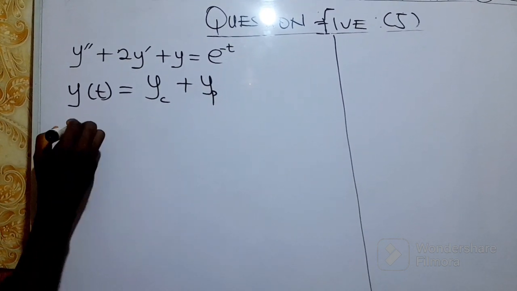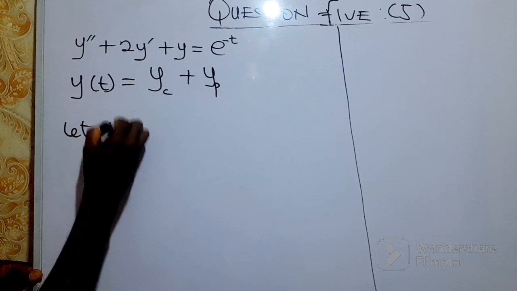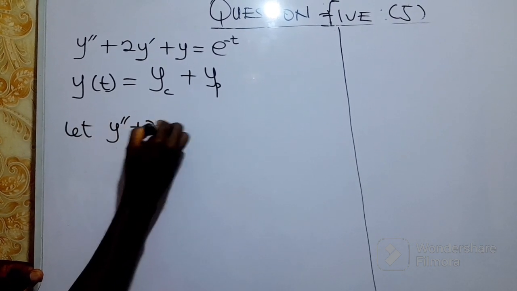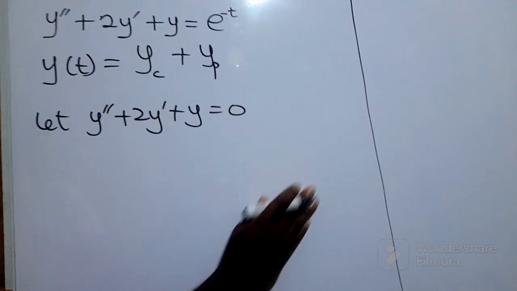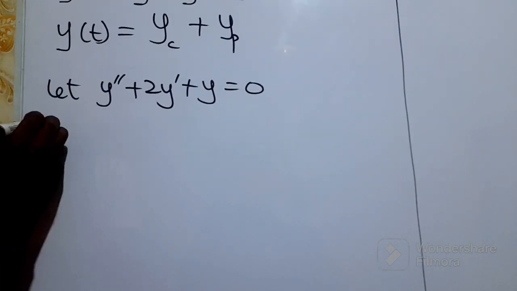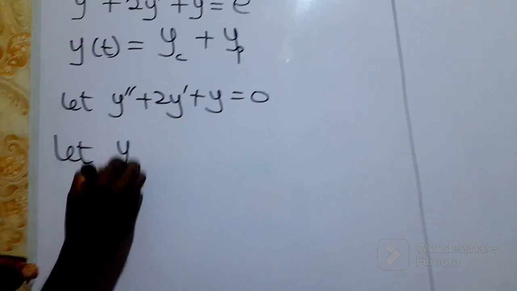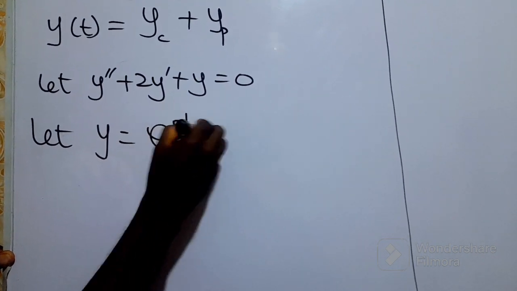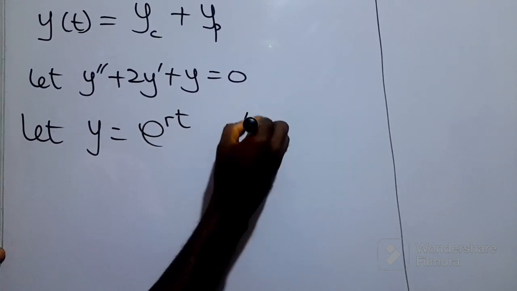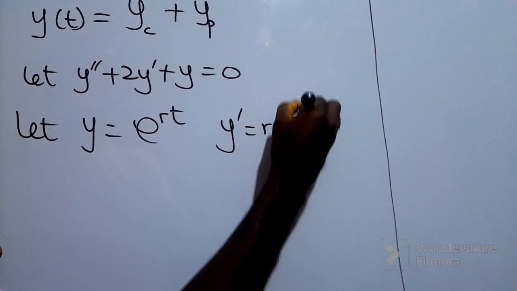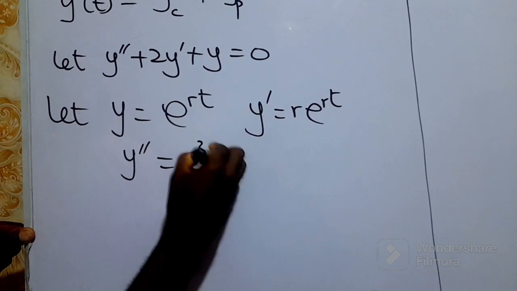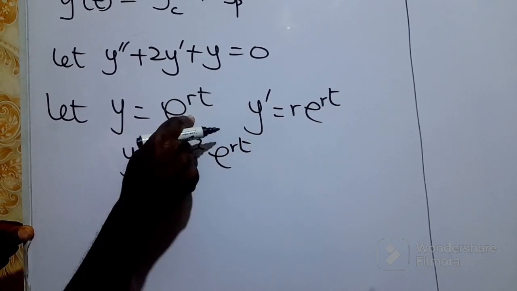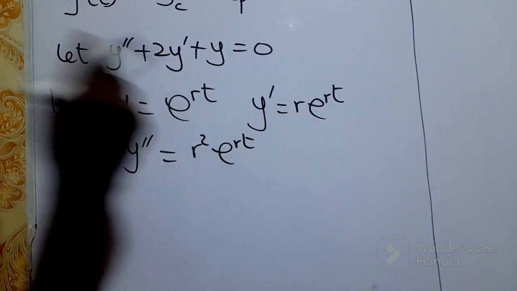So we said that we should let y'' + 2y' + y = 0. Having set it to zero, it becomes homogeneous. So when it is homogeneous, we let y = e^(rt). Then we find y'. y' will be equal to r e^(rt), and y'' becomes r² e^(rt). That's differentiating this to this and differentiating that to this.